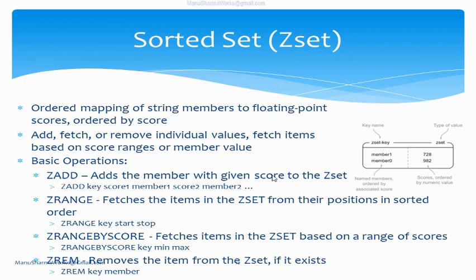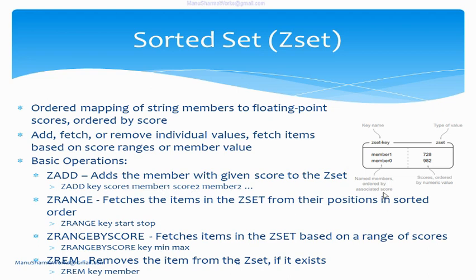ZADD. In order to add a value to the sorted set, ZADD key score1 member1 score2 member2, and so on. So you can add multiple members with scores in one command, or you can use multiple commands also: ZADD key score1 member1, then again ZADD key score2 member2.